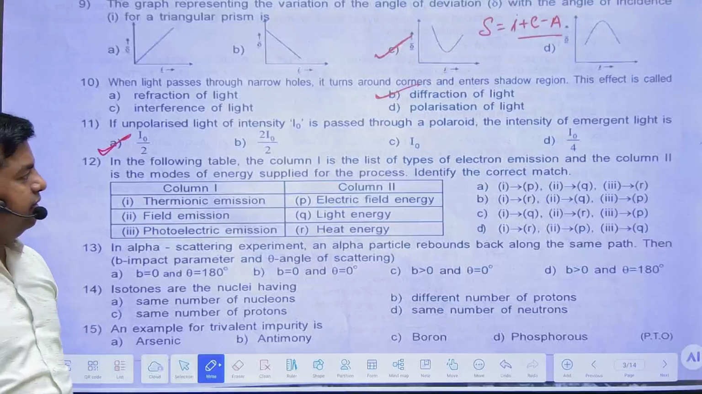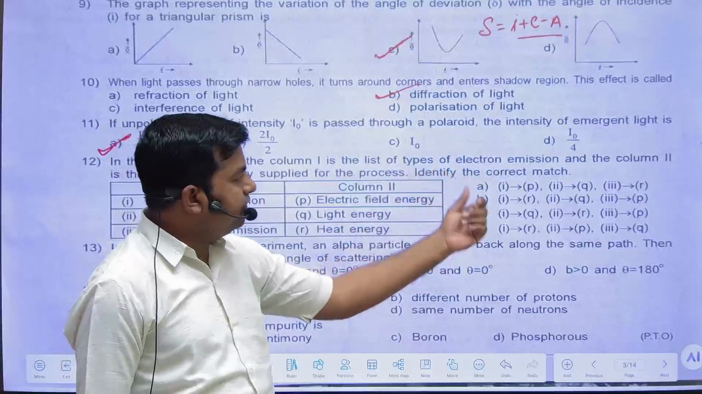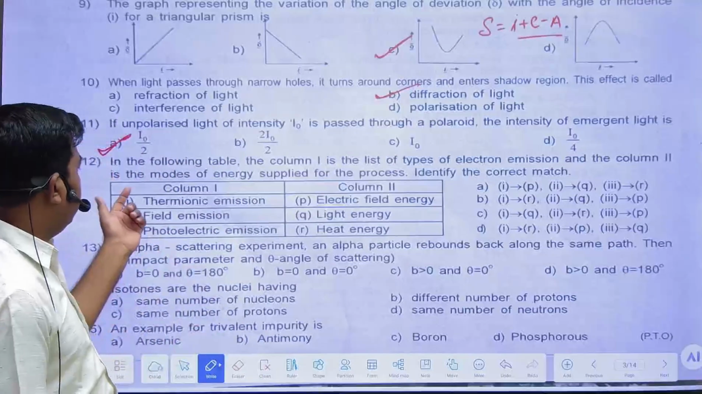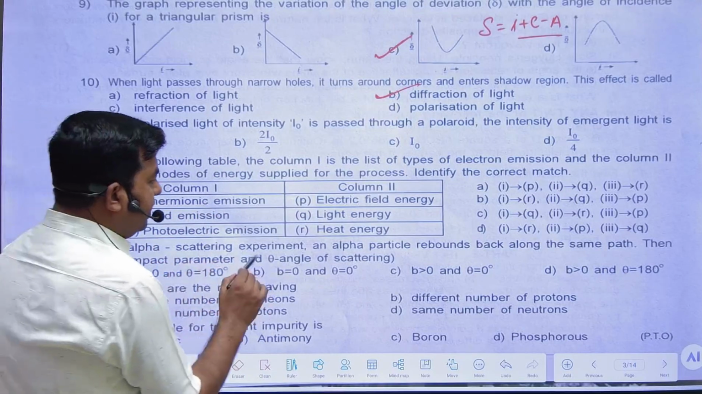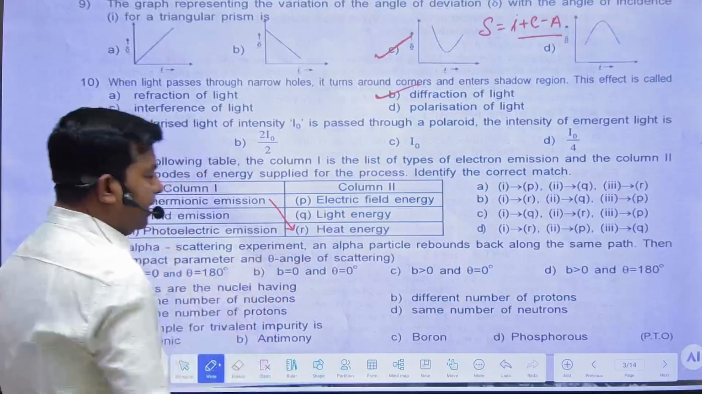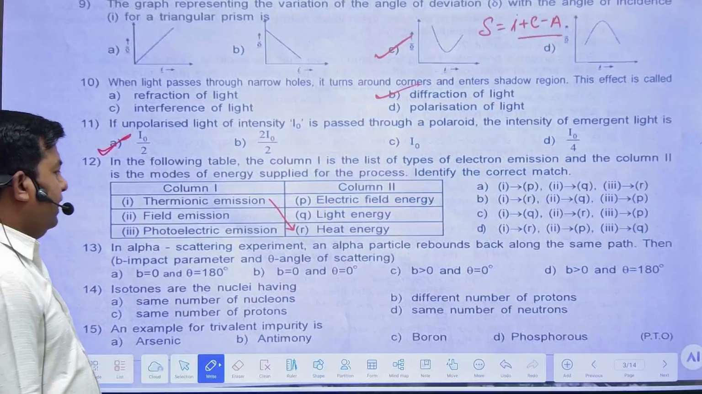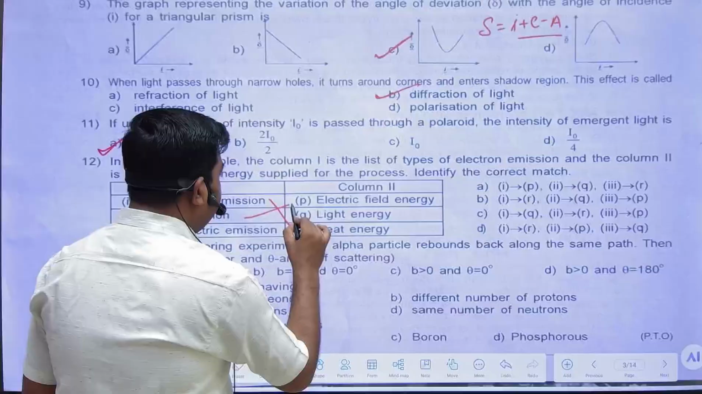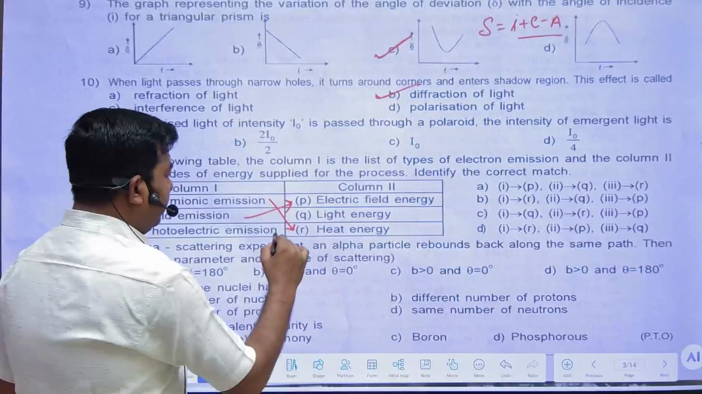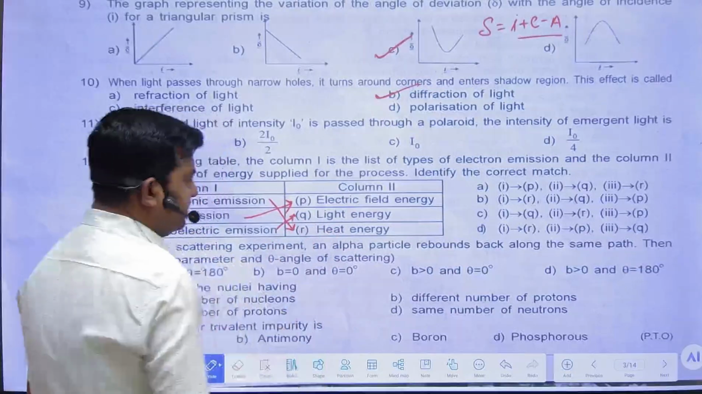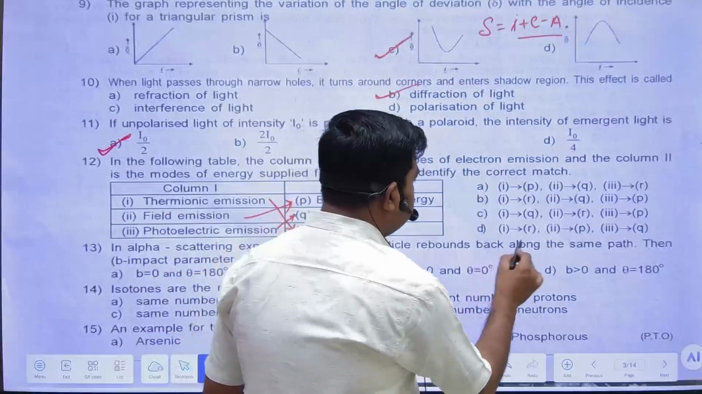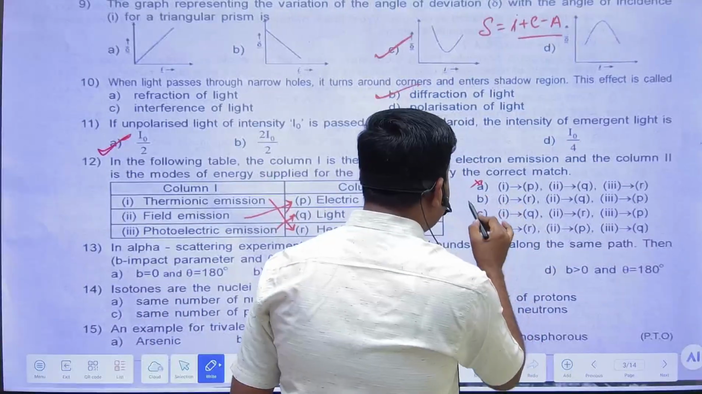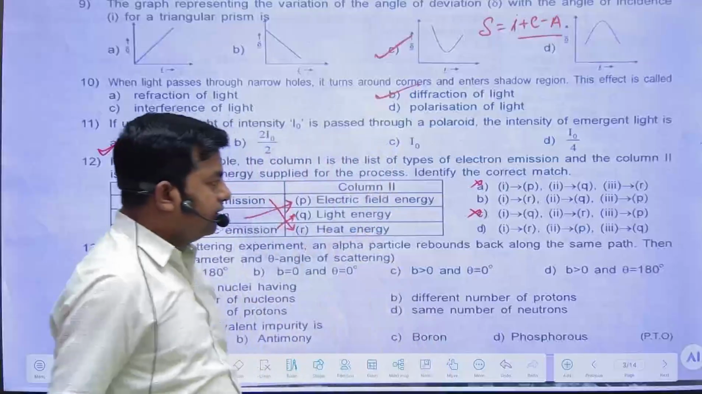Next is, in the following table, the first column is the list of types of electron emission and column 2 is the mode of energy supply for the process. So when heat is given, thermionic emission will take place. Electric field emission takes place when electrical energy is given, and photoelectric emission takes place when light energy is given. So thermionic emission is heat energy. So first is R, that is A, and C is incorrect.